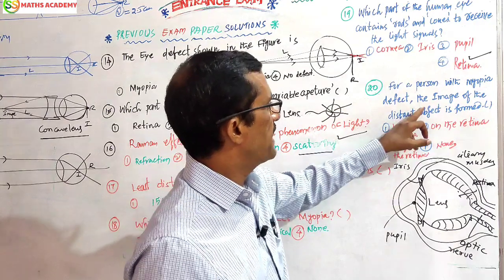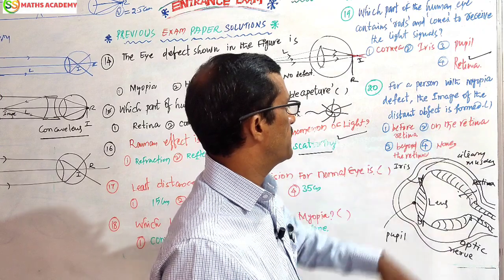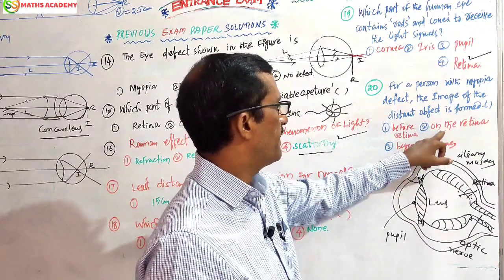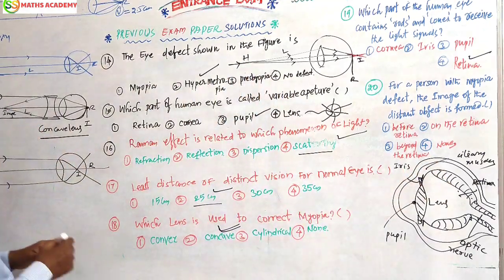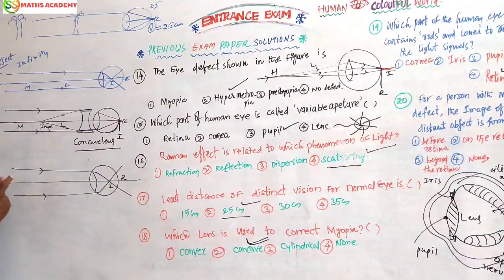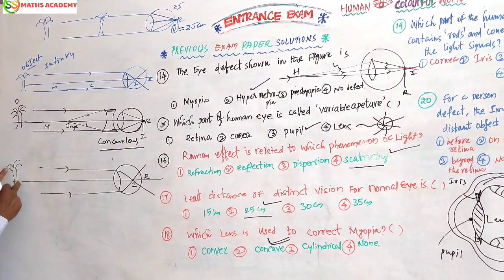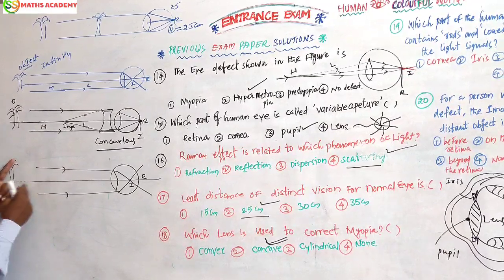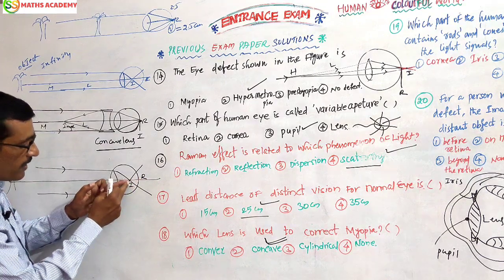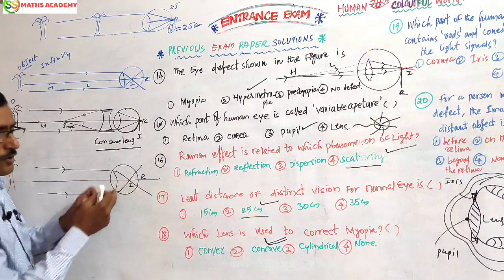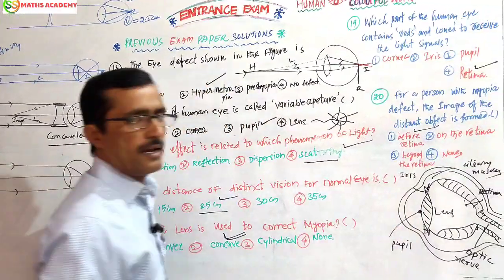Next, for a person with the myopia defect, the image of a distant object is formed: before the retina, on the retina, beyond the retina, or none. You see, when a person is suffering from myopia, the object is very far from the eye. The light rays coming from the object, after refracting through the eye lens, form the image before the retina, in front of the retina. So before the retina is the correct option.